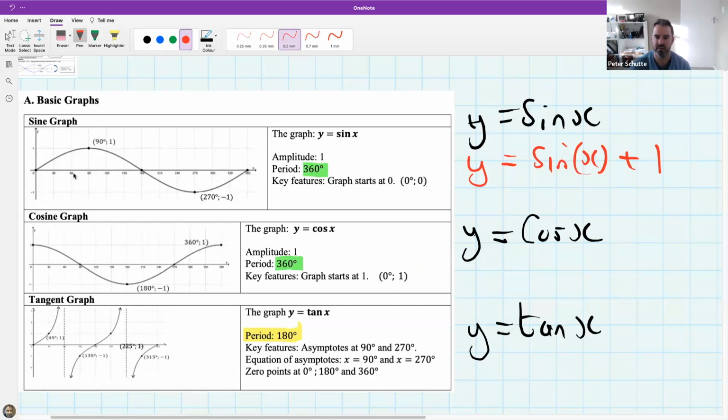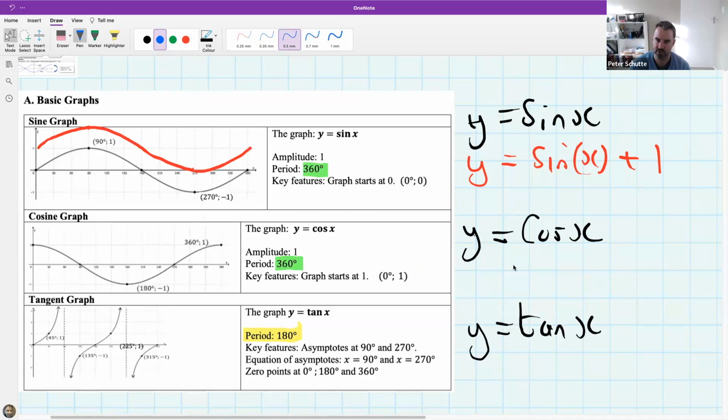We call this a vertical shift. And so this sine graph would basically just look like that. Everything goes up by 1. Now you could also draw the graph of y equals sine x minus 1, and that would just move down by 1 unit. So that's one transformation that you need to be aware of.